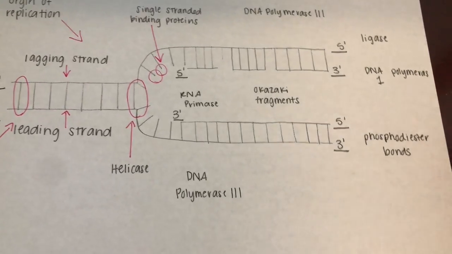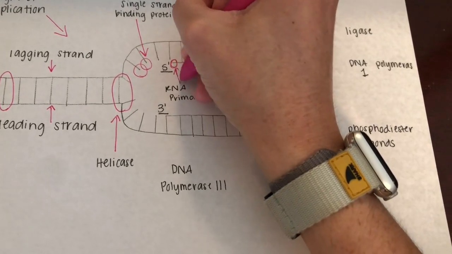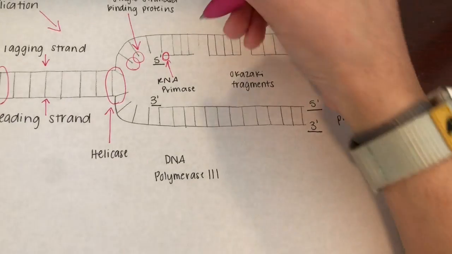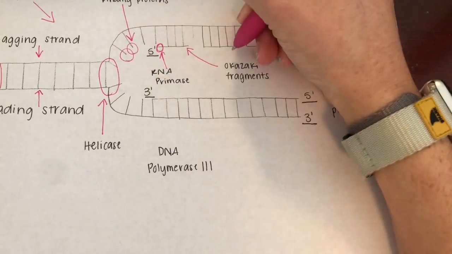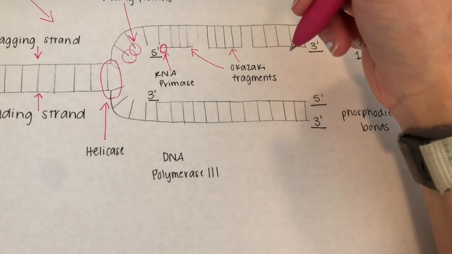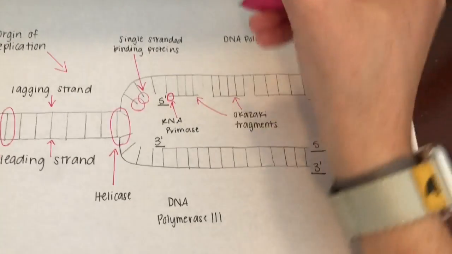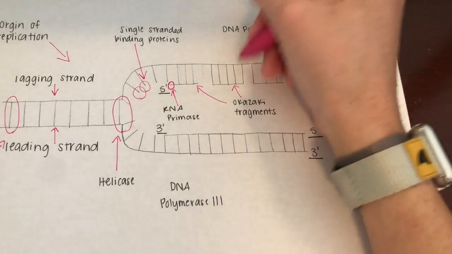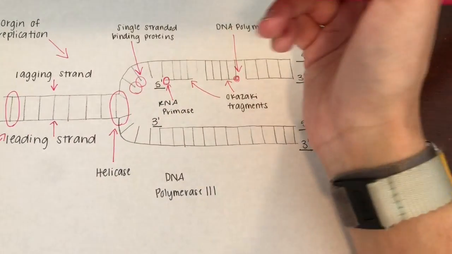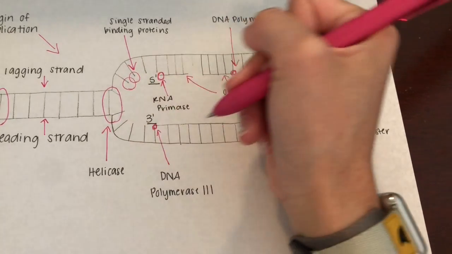And then we have our RNA primase, which is here on our 5' end of our lagging strand. And we have our Okazaki fragment, which is like this whole fragment, this whole fragment. It's a discontinuous replication on the lagging strand. And then we have our DNA polymerase 3, which is on this side on the lagging strand, and on the 3' on here, also on our leading strand.